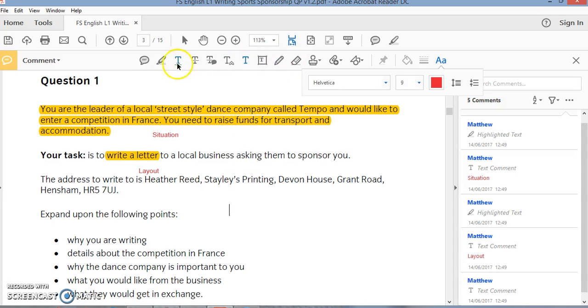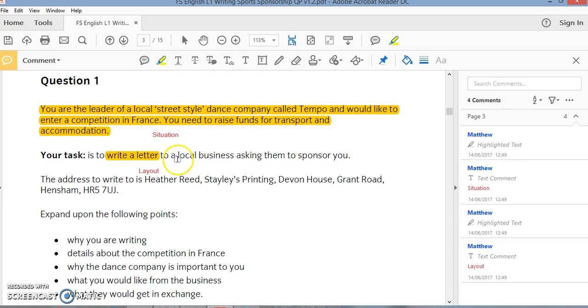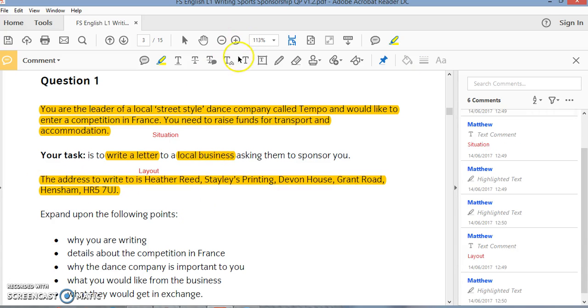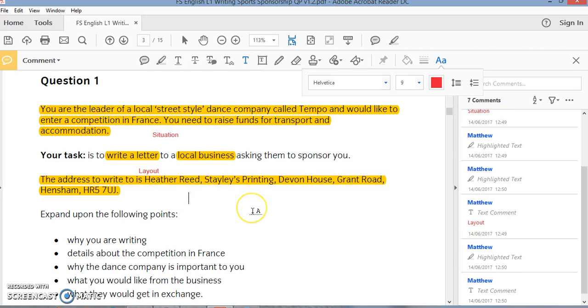Audience, slightly a little bit more tricky. So we know it's a local business, and we've got the address here. So we've got our audience there. And that should start to get us thinking really. So once you reach your audience, you should be thinking to yourself, okay, does this need to be formal, informal, a bit of a mix? And I'd say, given this task, you're probably looking at a formal letter here.